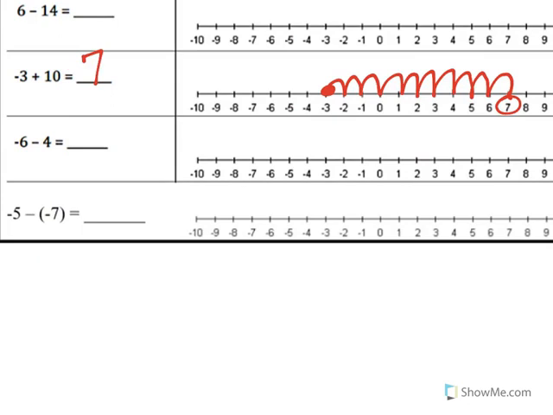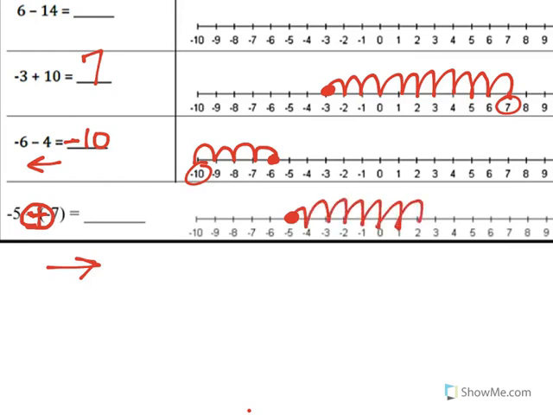Alright, so I start at -6. -6 minus 4, I'm going to go to the left 4 units. 1, 2, 3, 4. And I end up on -10. Alright, so anytime you see 2 negatives beside each other, you can change that to a positive. Okay, so I'm starting at -5, right? And I'm going to go forward or to the right. 1, 2, 3, 4, 5, 6, 7. And I end up on positive 2. Okay, so don't let those signs fool you. When you have a negative, that makes a positive.